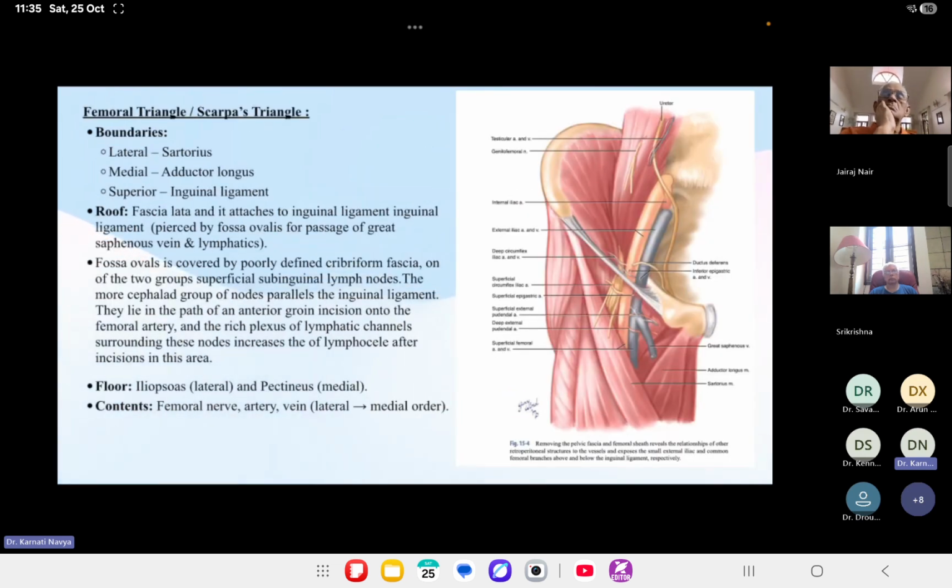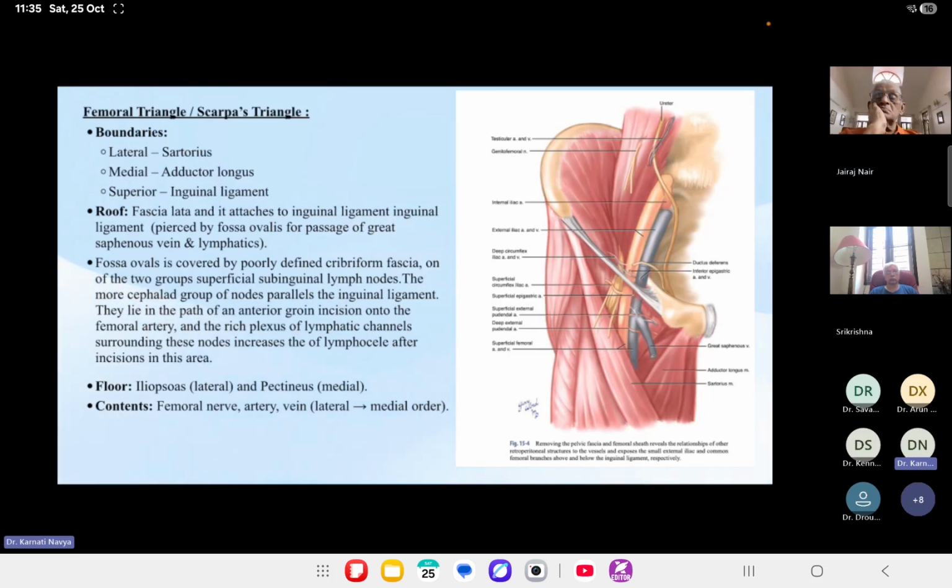The femoral triangle or the Scarpa's triangle is bounded laterally by the sartorius muscle, medially by the adductor longus muscle, and superiorly by the inguinal ligament. And the roof is formed by the fascia lata and its attachments to the inguinal ligament, which is pierced by the fossa ovalis for passage of the great saphenous vein and the lymphatics.